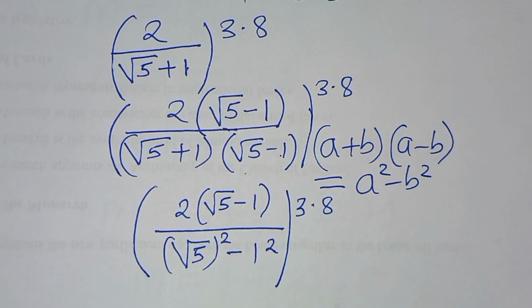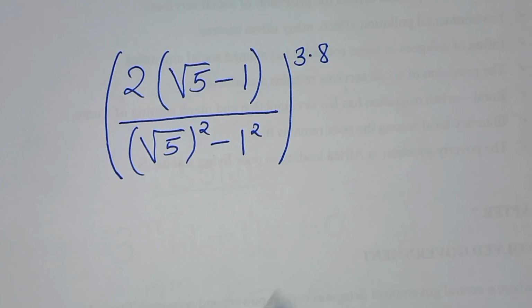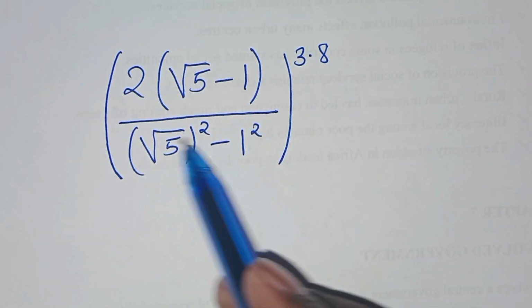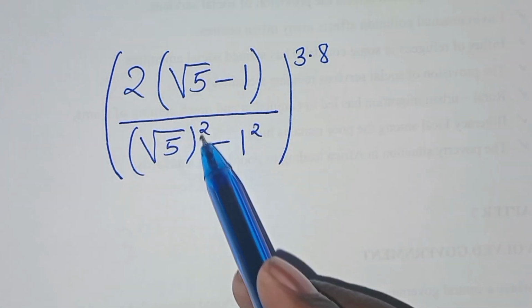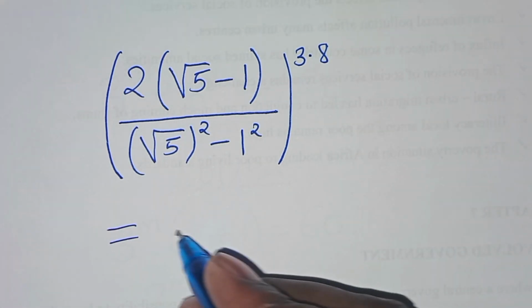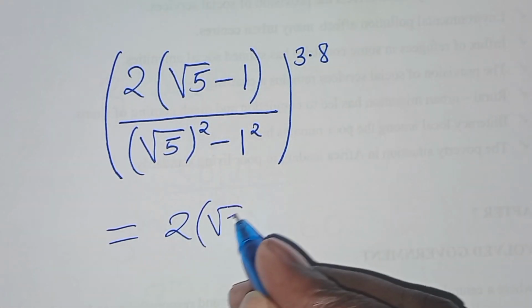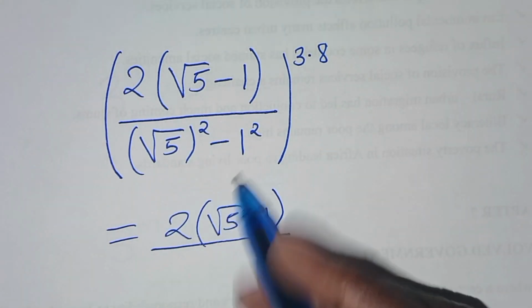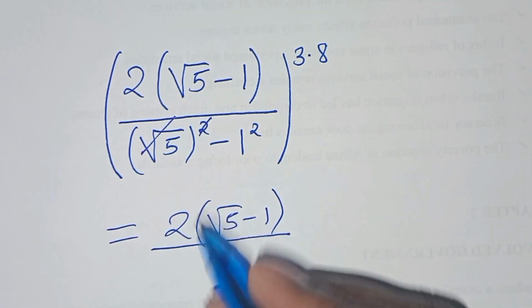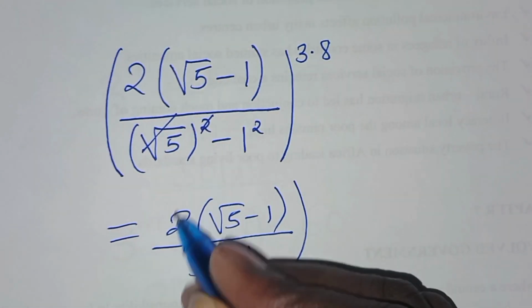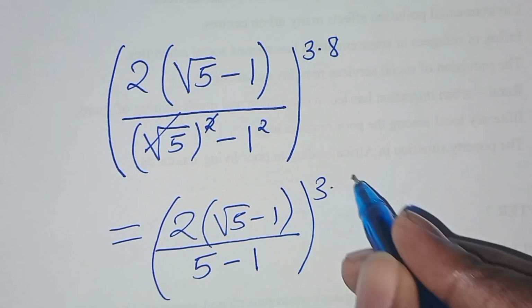So let's proceed from here. Now we have 2 multiplied by square root of 5 minus 1 divided by square root of 5 squared subtract 1 squared, and this is equal to 2 square root of 5 subtract 1 divided by square root of 5 squared. We eliminate the square root sign, so this is the same thing as 5 minus 1, all this raised to power 3 times 8.